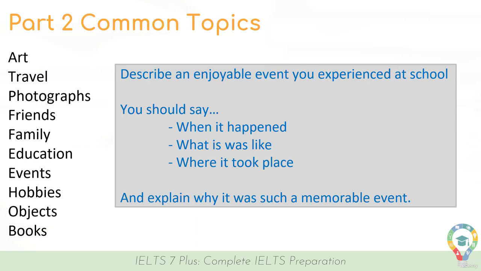In the first sentence, you are given what you need to describe and your main topic. The middle section gives you some extra prompts using the 5 W's, which are what, where, when, why, and who. The bottom part of the topic cue card is an extra part of your prompts. Now, there are 4 prompts in total: when it happened, what it was like, where it took place, and why it was such a memorable event.